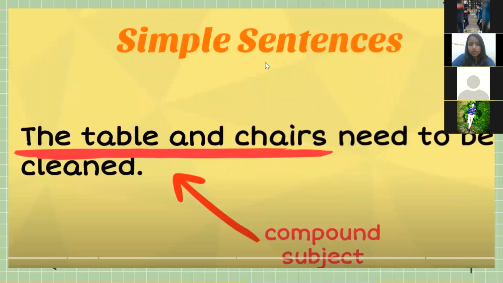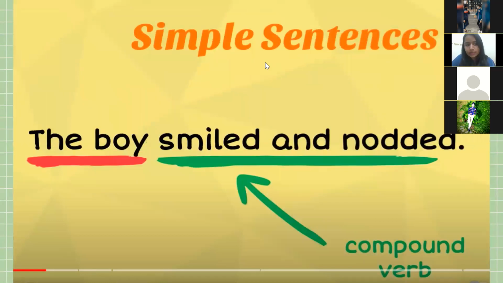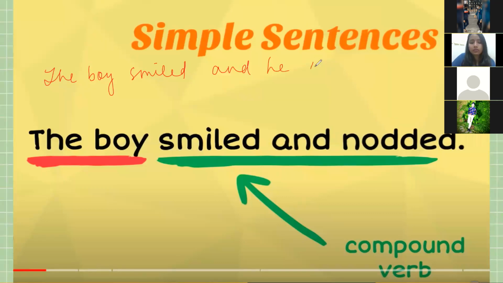Okay, next. Another way of writing simple sentences is with a compound verb. The boy smiled and nodded. Smiled and nodded is a compound verb. He smiled also and moved his head also. But if I write the sentence as the boy smiled and he nodded, then this will not be a simple sentence. Okay? Because now there are two different things.